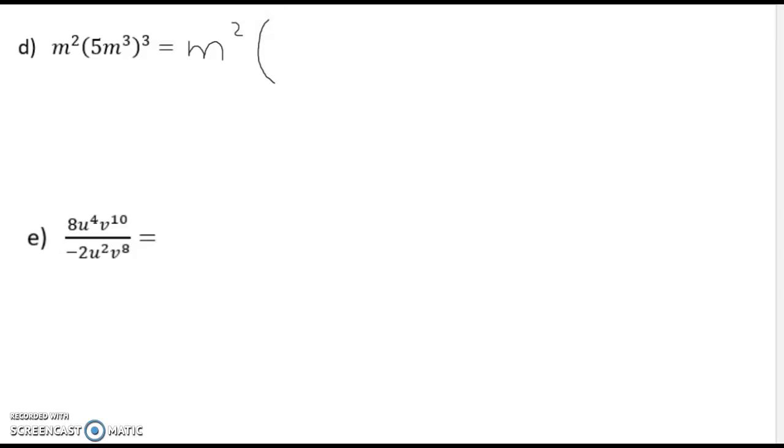And now I'm going to have 5 to the exponent 3, and then m to the exponent 3 times 3 is 9. Okay, so now we can simplify this. So right now we have one number with 5 to the 3. So 5 to the 3 gives us 125.